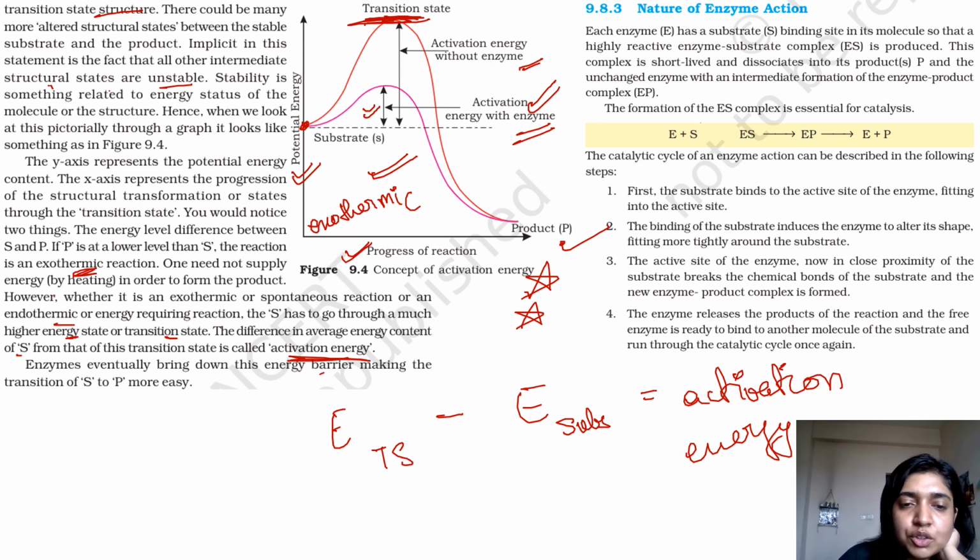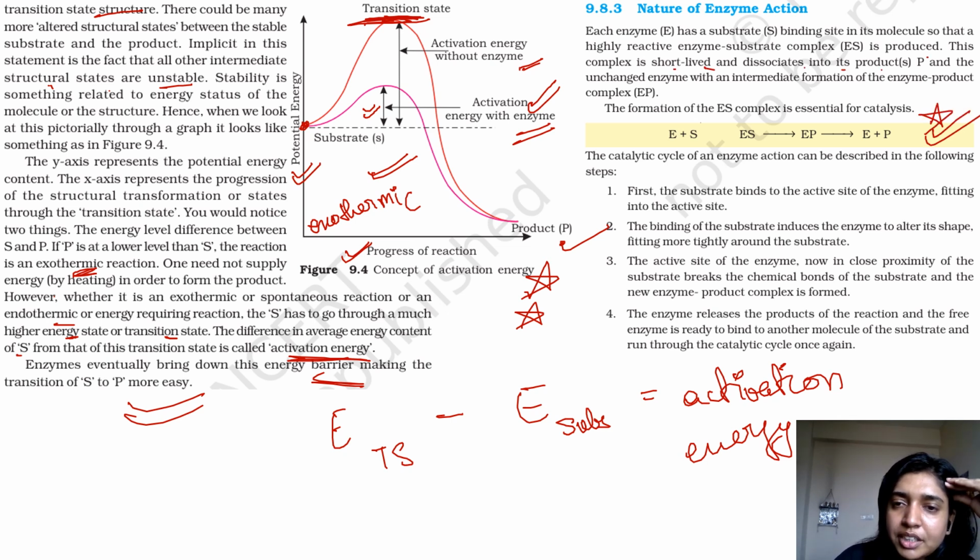Enzymes eventually bring down the energy barrier, making the transition easier. So what is the nature of enzyme action? Each enzyme has a substrate binding site, so that a highly reactive enzyme-substrate complex is produced. The complex is short-lived and dissociates into product.